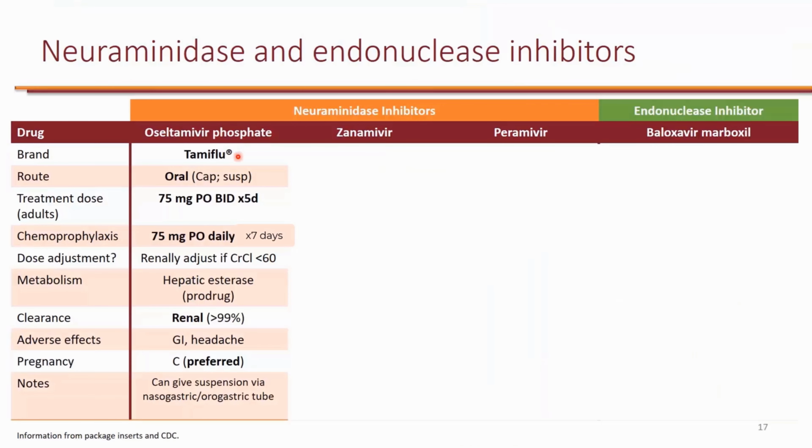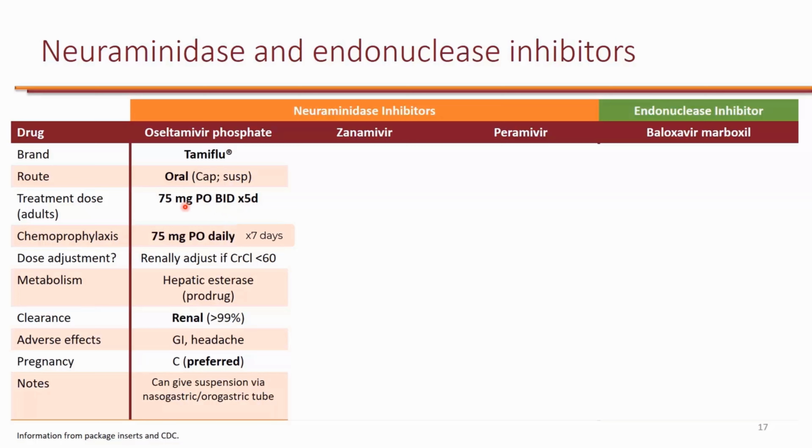Now, we currently have 3 drugs on the market under neuraminidase inhibitor class. So the first one, which is the most commonly used, is oseltamivir phosphate. So it's a prodrug. That's why you see phosphate in the name. The brand name is Tamiflu. It's available as a capsule and in suspension form. And for treatment of influenza, we typically use 75 milligram PO twice a day for 5 days.